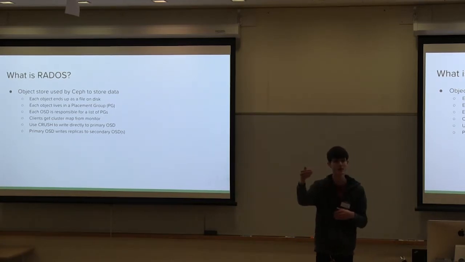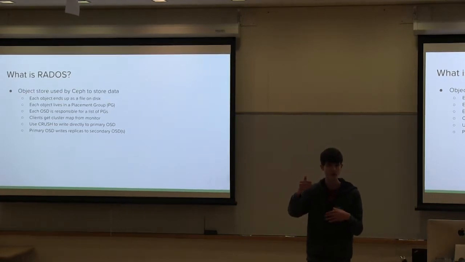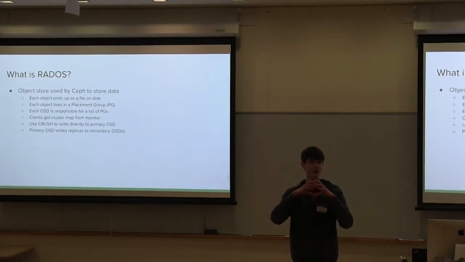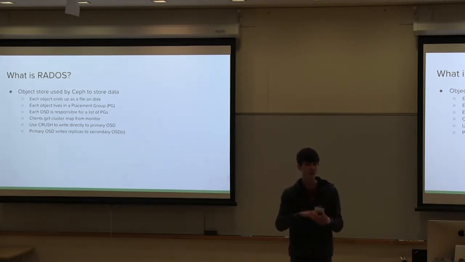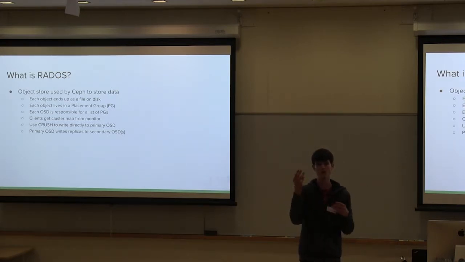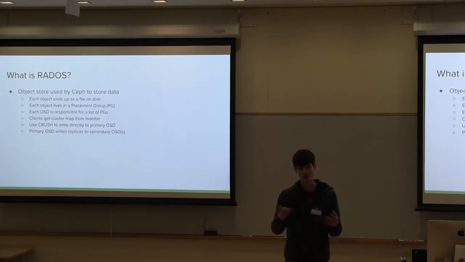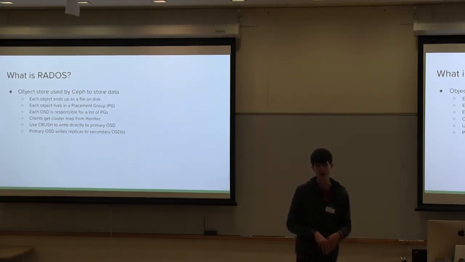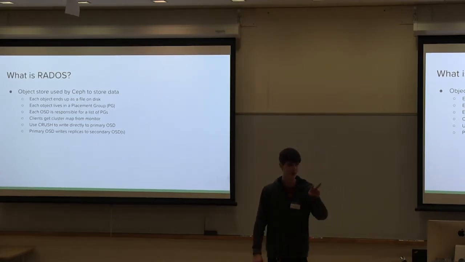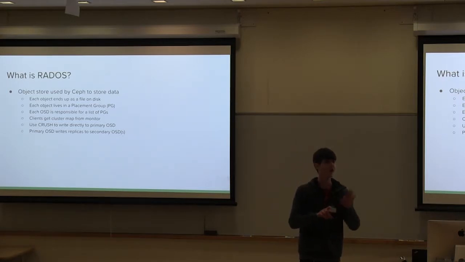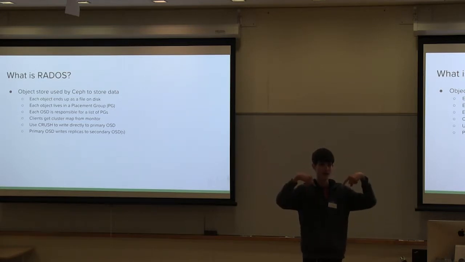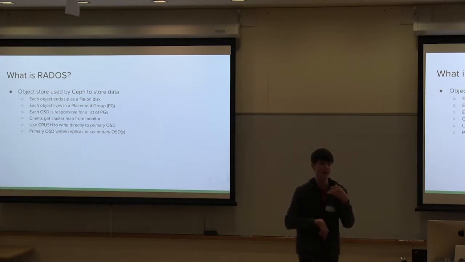You write to your OSD that has your primary placement group, and then that OSD uses an algorithm called Crush. It figures out, all right, for this placement group, let's say you want three copies of a piece of data, which is sort of the minimum that you want. It says, I need to write this two other places. It uses Crush and says, I need to write to this OSD and this OSD. And then those ack back to it when they're done writing. Once it's done writing, it will ack back to the client.